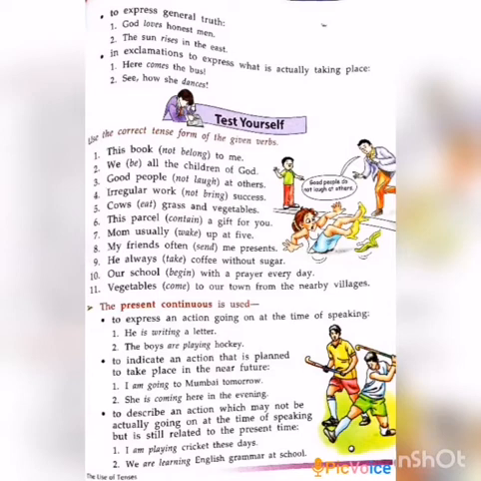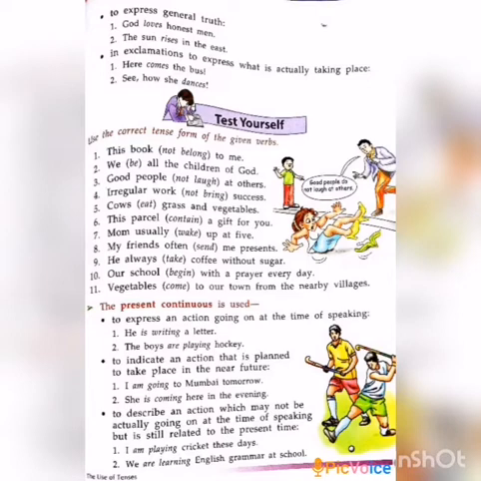So what are the uses? You should remember, to express an action going on at the time of speaking, and to indicate a planned action. See the examples, the first one: he is writing a letter, the boys are playing hockey. So he is writing or playing, with that we can identify it's a present continuous. And the second one, for example: I am going to Mumbai tomorrow, she is coming here in the evening. Here, I am going and is coming are actions that will take place. Okay, so read this page, then complete the back exercise given on page number 67.